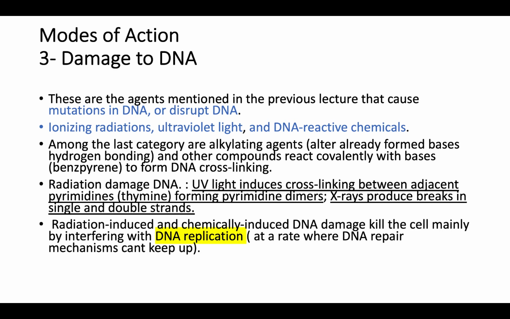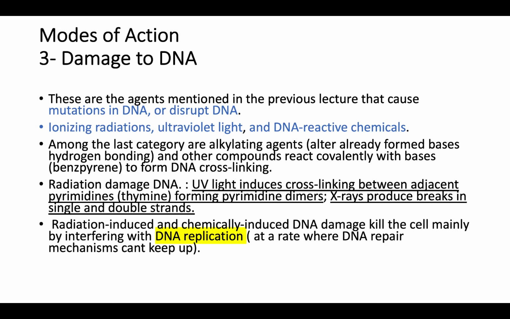DNA damage. Now these are agents as we said in the genetics lecture. So you are destroying, you are introducing DNA mutations or disrupting DNA. We talked about ionizing radiation, ultraviolet light, DNA reactive chemicals. We will review this a bit more here. Among the last category are alkylating agents, as we said, and these compounds react covalently with bases, for example benzopyrene, to form DNA cross-linking. We said how the polymerase will make mistakes this way.